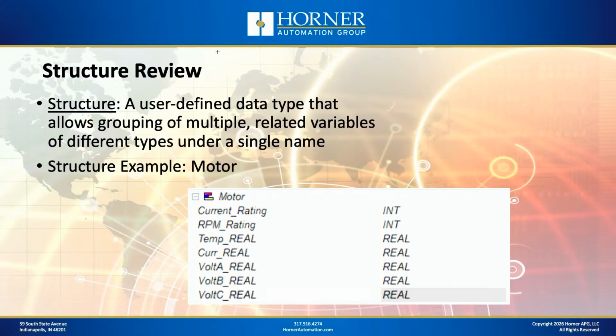A structure is a user-defined data type that allows grouping of multiple related variables of different types under a single name. So on the screen there, you can see I've created a structure called motor, okay? And that motor has 7 different variables grouped within it, okay? And those happen to be of different types. We have 2 integers and 5 reals, okay? Current rating, RPM rating are integers, and you can see after that there are 5 reals.